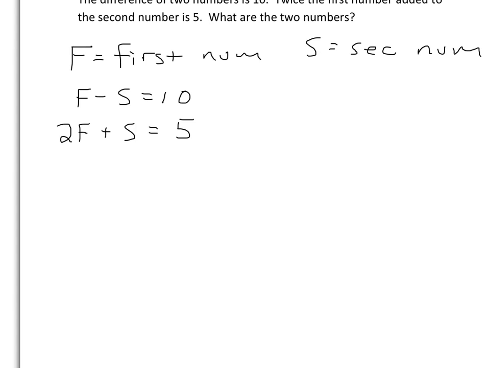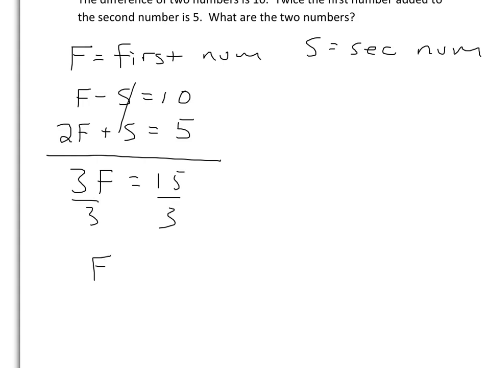So to solve these, I'm going to go with combination because I see that the minus s and the plus s are going to cancel each other right out. So I'm going to add these equations together. f plus 2f is 3f. Those guys are gone. And 10 plus 5 is 15. So divide by 3, divide by 3. The first number is 5.